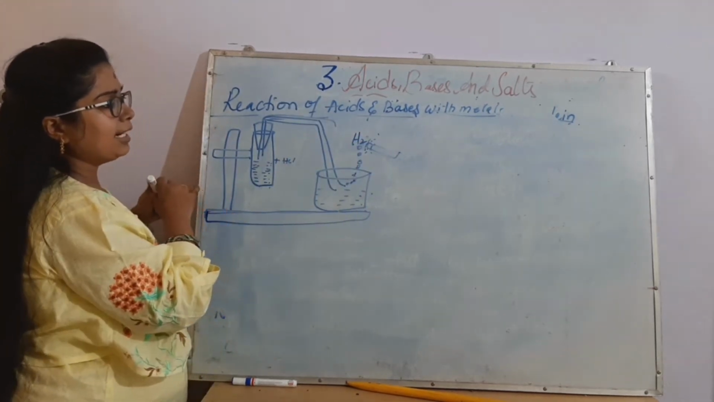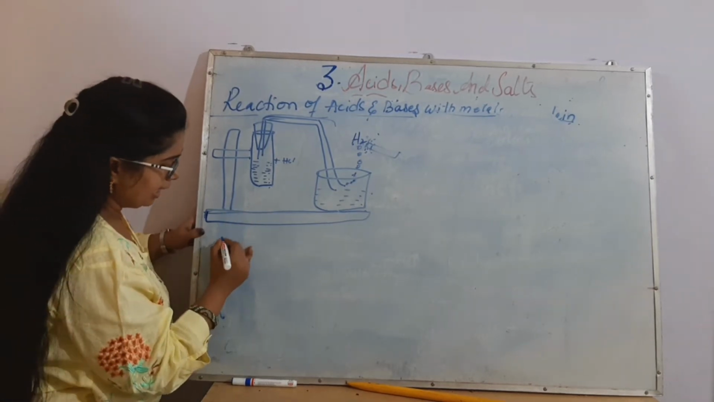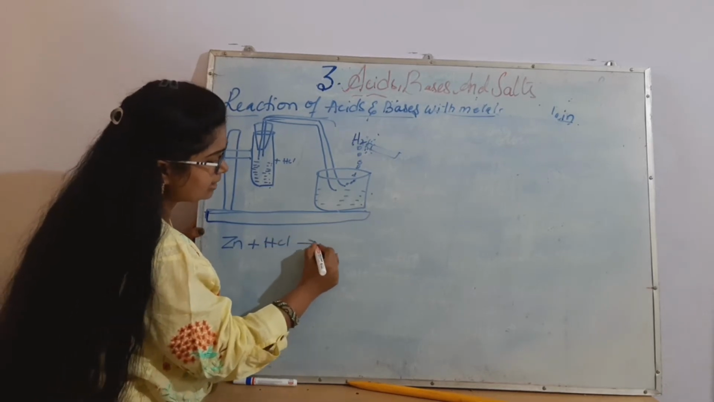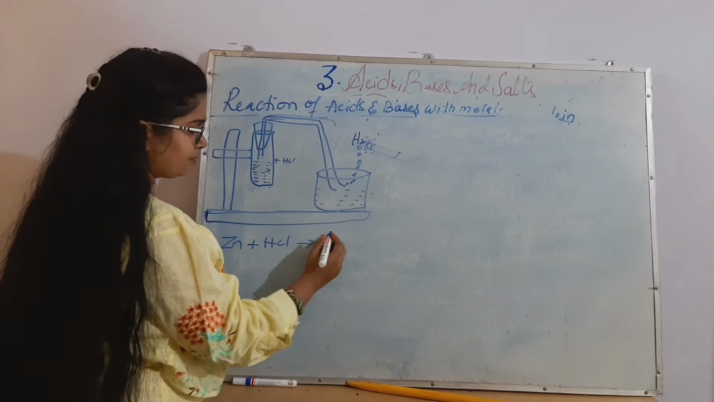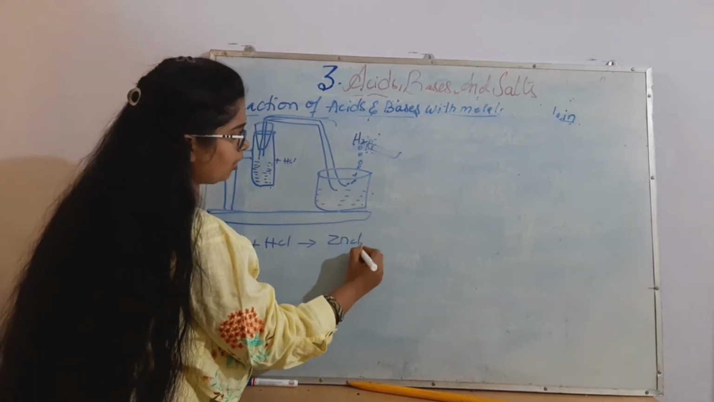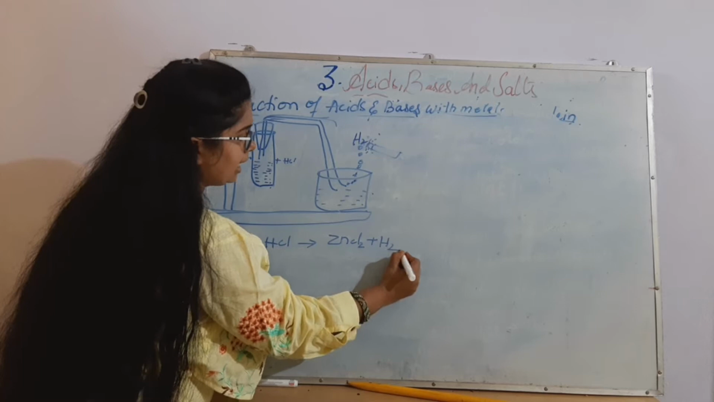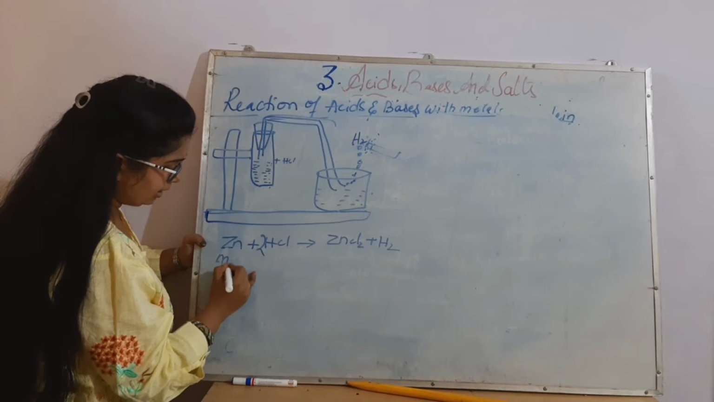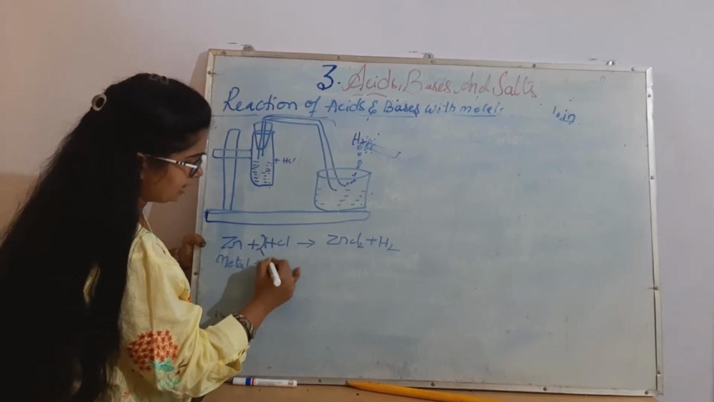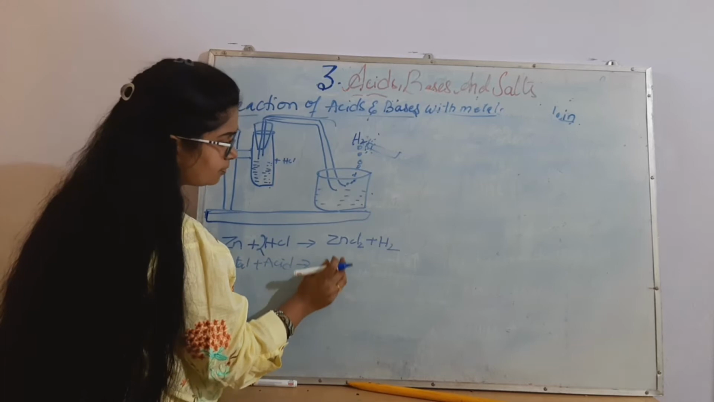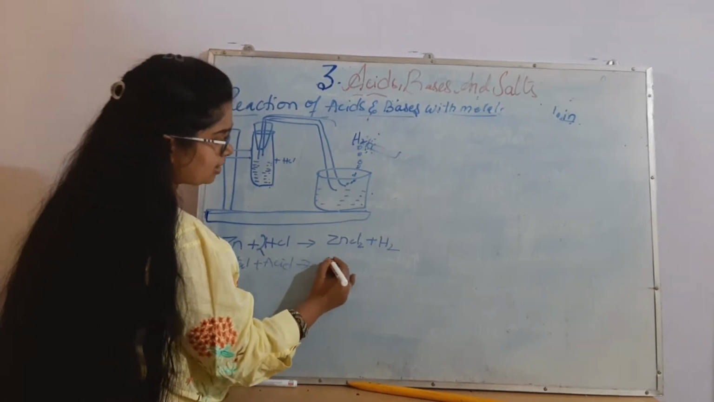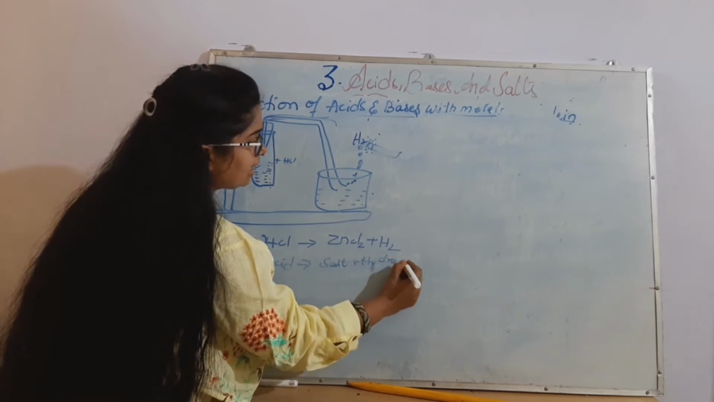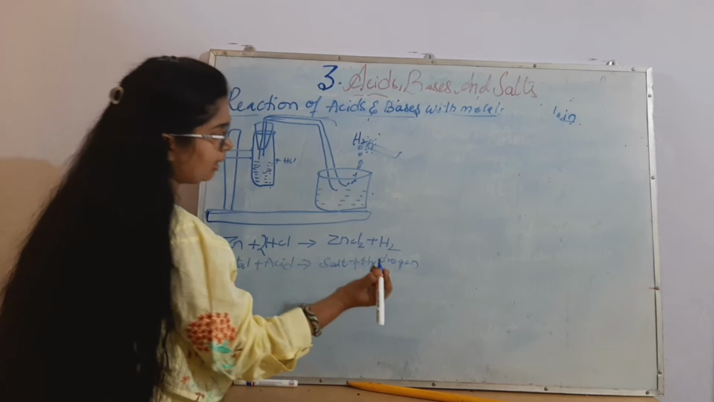So what happens when a metal is reacting with acid? What will be forming? ZnCl2, a salt, plus hydrogen gas, H2. When a metal is reacted with acid, it gives out salt plus hydrogen gas.